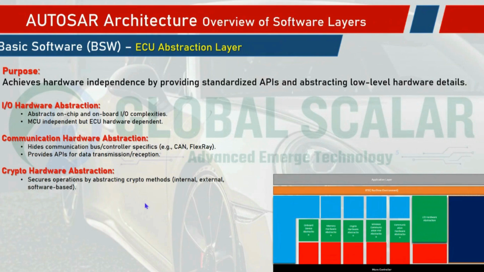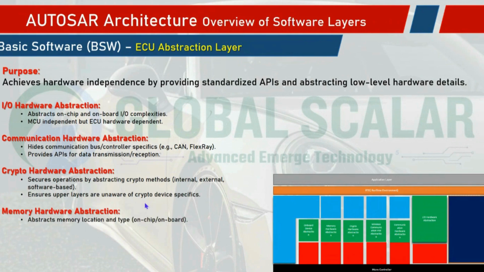It secures the operation by abstracting the crypto methods that will be provided to the services. Here we have the internal and external software-based crypto services, and we need to ensure that the upper layers are aware of the crypto devices. And memory hardware abstraction is the abstraction of the memory location, whether on-chip or on-board, that will be decided, and the application focuses only on the data, not the hardware.